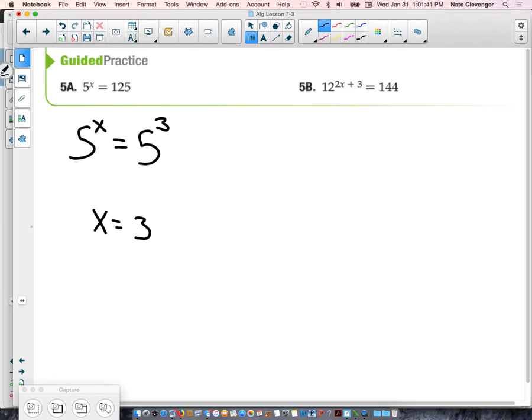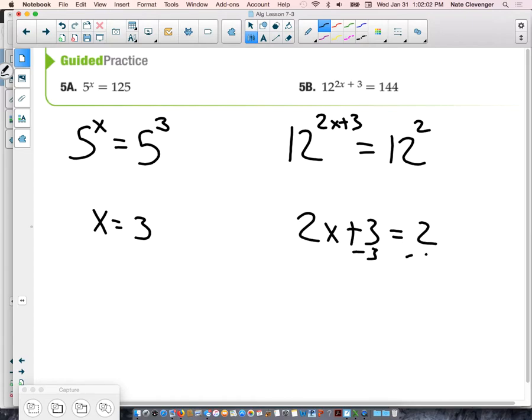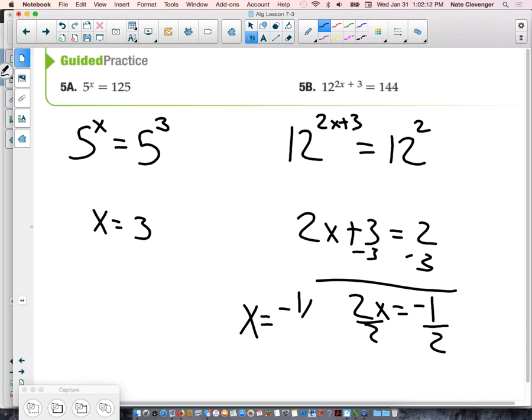Over here, what are we going to do with this? You take 12 times 12 because you have 12 squared. So we're trying to find a common base. Now our bases are the same, so I can just ignore the bases and go 2x plus 3 equals 2, subtract 3, subtract 3. 2x equals negative 1, divide by 2, x would equal negative 1 half.